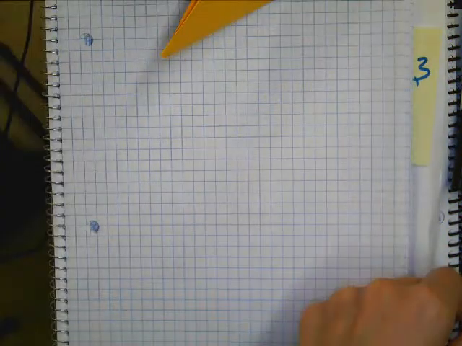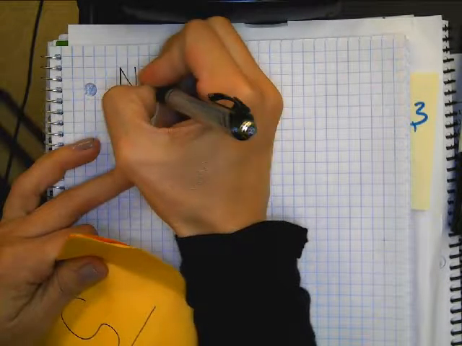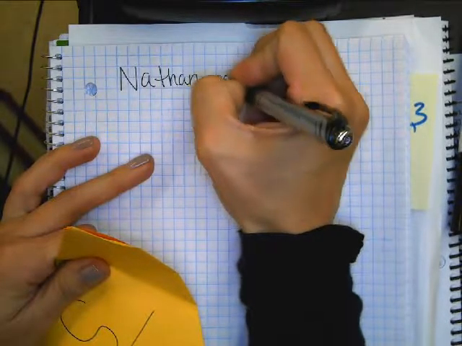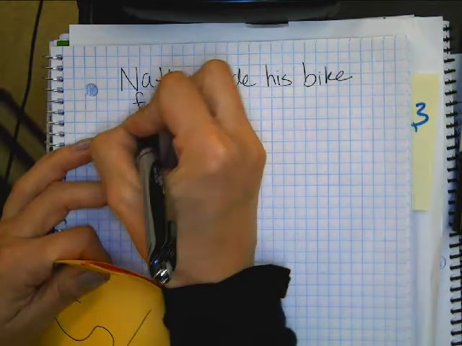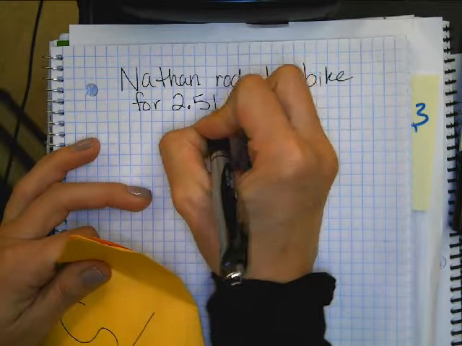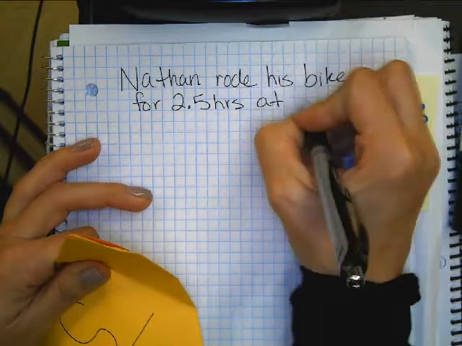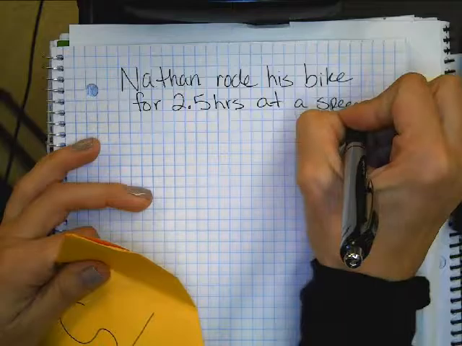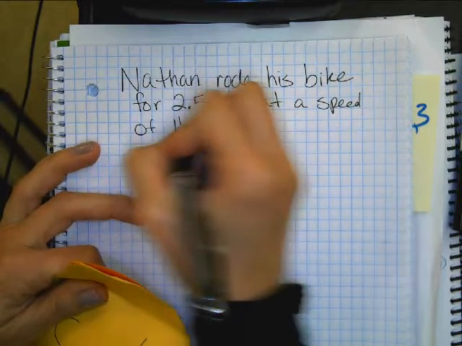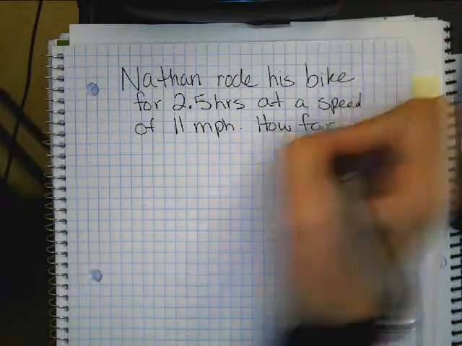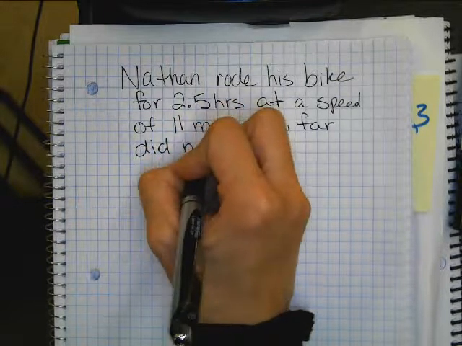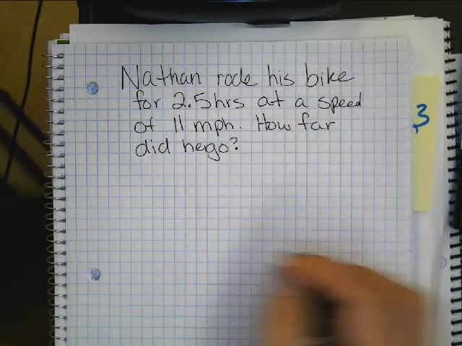Have our triangle near. Okay. We're going to say, write this down. Nathan rode his bike for 2.5 hours at a speed of 11 miles per hour. How far did he go? Write it down, please.